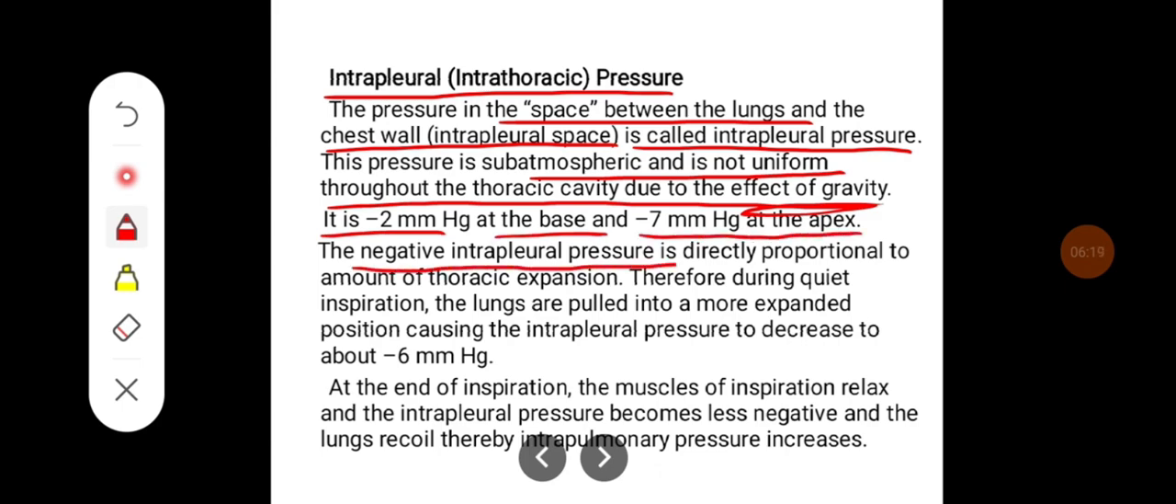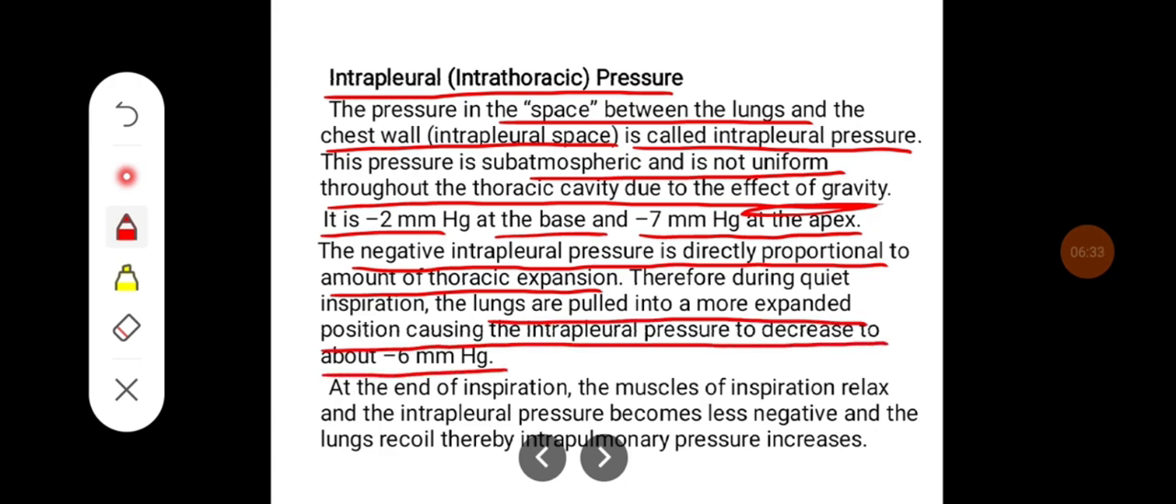The negative intrapleural pressure is directly proportional to the amount of thoracic expansion. Therefore, during quiet inspiration, the lungs are pulled into a more expanded position, causing intrapleural pressure to decrease to about -6 mm of Hg. At the end of inspiration, the muscles of inspiration relax and the intrapleural pressure becomes less negative and the lungs recoil, thereby intrapulmonary pressure increases.